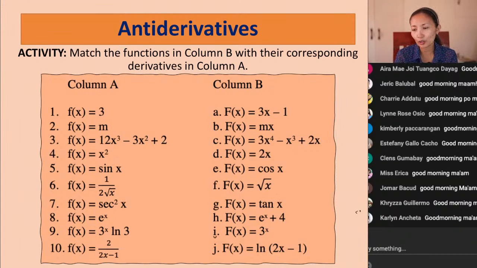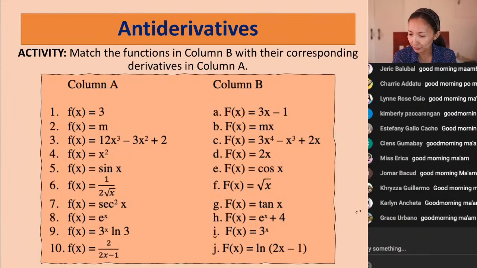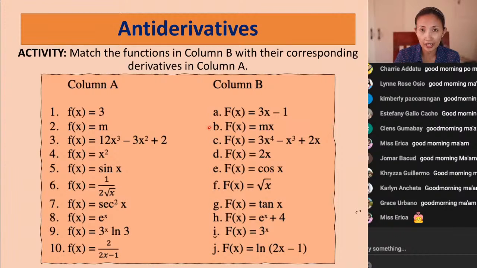It's already in the instruction. So the activity says you are to match the function in column B with the corresponding derivative in column A. However, I failed to jumble, or to disarrange column B. So obviously, column B are the original functions and column A are the derivatives of the functions in column B. So for instance, F of x, 3x minus 1 has the derivative 3. Yes? Then letter B, mx has the derivative m.